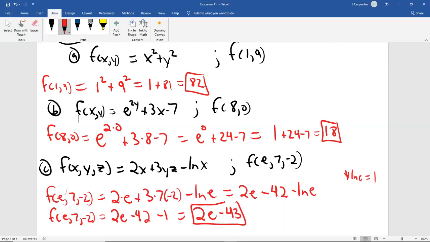Sure, you can get the decimal approximation if you want, or if it asks for it. This isn't an application, and I didn't ask for it. I don't care about the decimal approximation. E is about 3. 2 times 3 is about 6. This is going to be about negative 37, somewhere in that ballpark. But I really don't care.